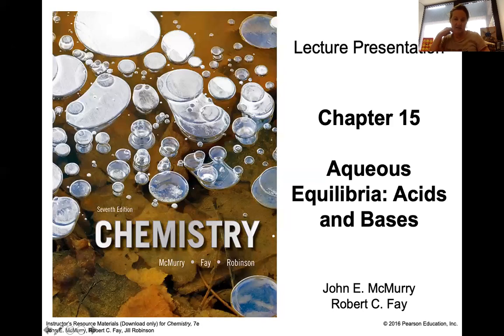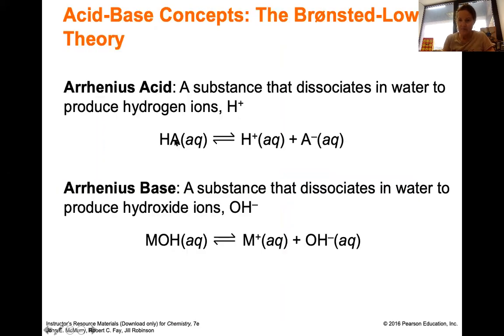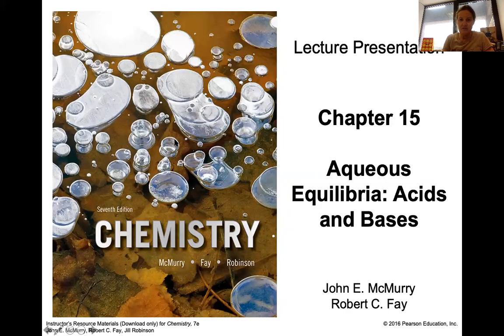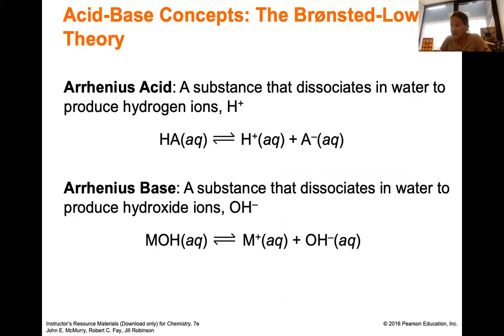Okay, so it's chapter 15 in the new edition, but chapter 14 in your book. And okay, so there are several definitions of acids and bases. The one that you would have seen in Chem 107 is the Arrhenius definition. So it's really specific. An acid is a substance that dissociates in water to produce hydrogen. So that's very, very specific. An Arrhenius base is a substance that dissociates in water to produce hydroxide ion.